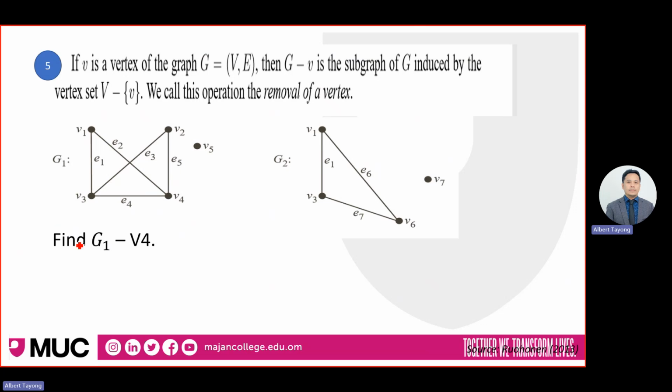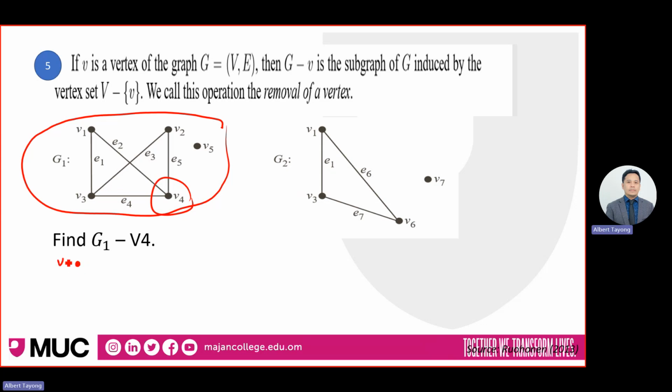Now here we have G1. So don't look at G2, look at only G1. We have two graphs here, G1 and G2. But the question is G1 minus V4. So this is deleting a point. All the points connected to this, all the lines connected to this point will be removed as well.